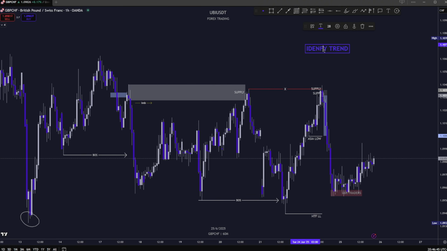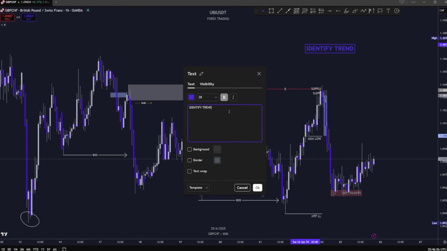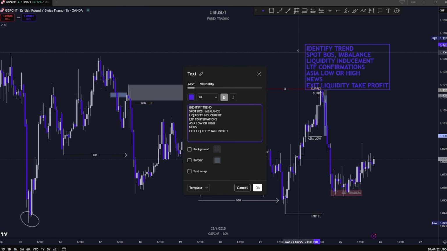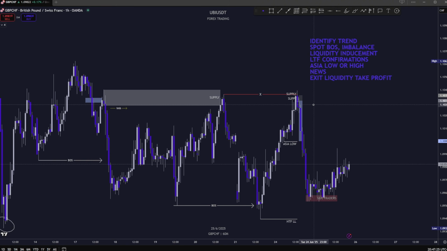Sorry guys, identify. If you don't know what is your trend and what is your dominant side, are buyers or sellers dominant, okay? You should identify them. Identify the trend, identify the order flow, spot breakout structures, imbalance, liquidity, okay? Also inducement, also lower time frame confirmations. Wait for lower time frame confirmations. Where is your Asia low or high? Is there any news? Okay, exit liquidity. So it means TP, take profit. You should know all these rules.